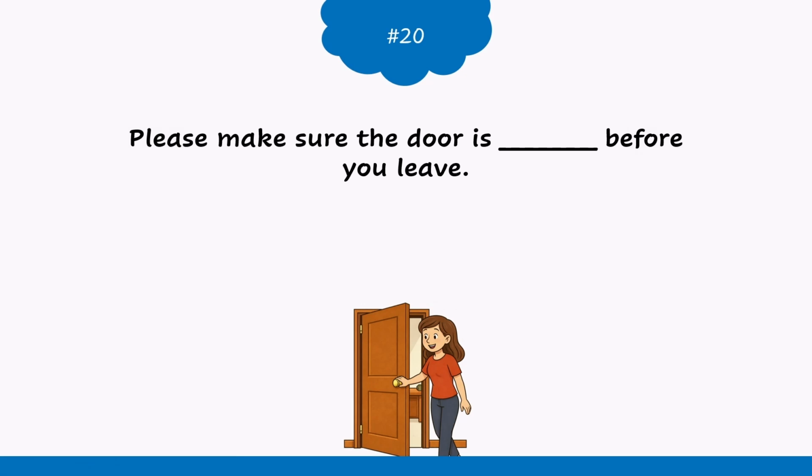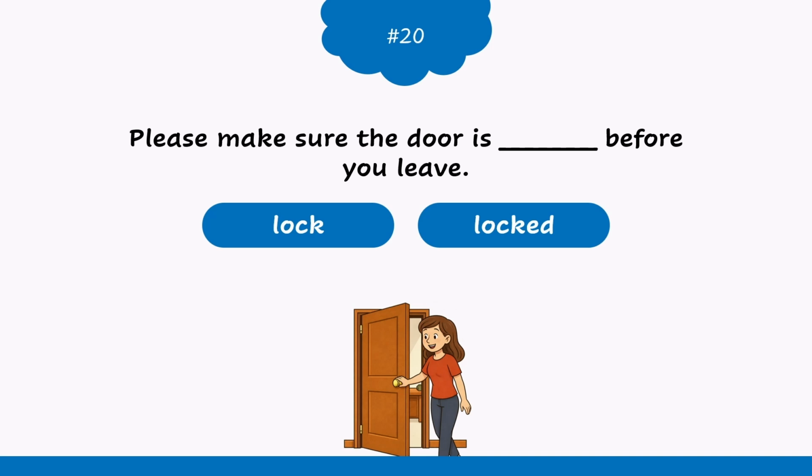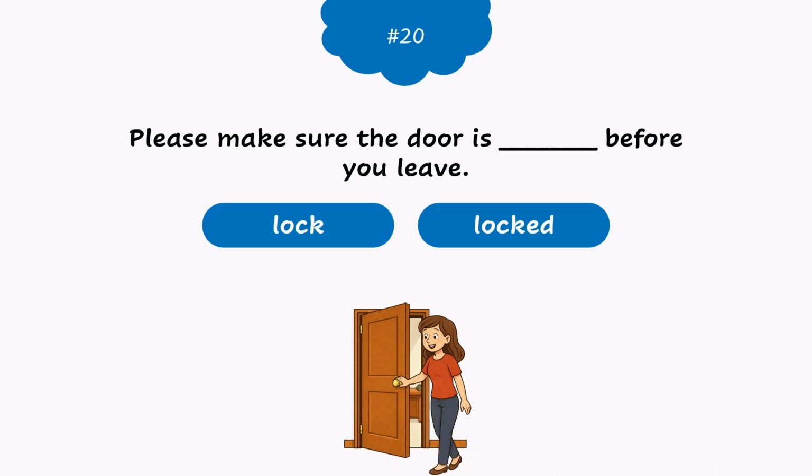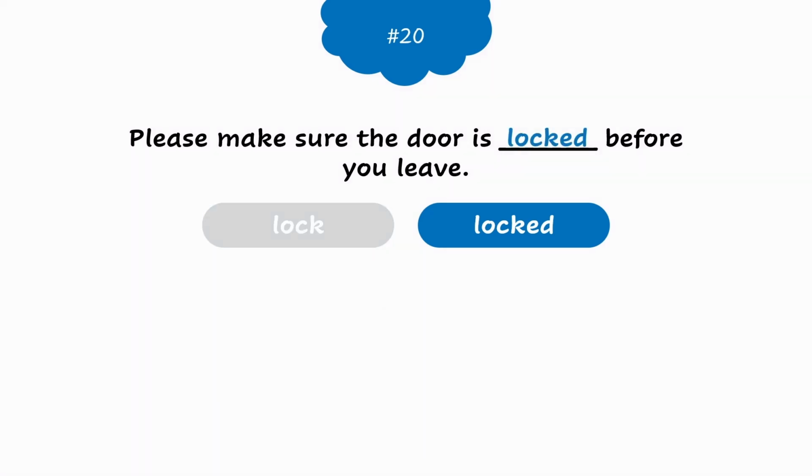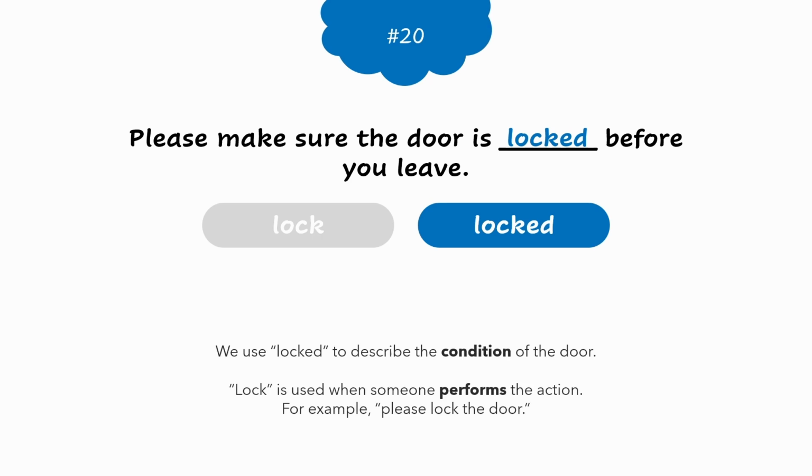And the final question. Please make sure the door is ___ before you leave. The correct answer is, please make sure the door is locked before you leave. We use locked to describe the condition of the door. Lock is used when someone performs the action. For example, please lock the door.